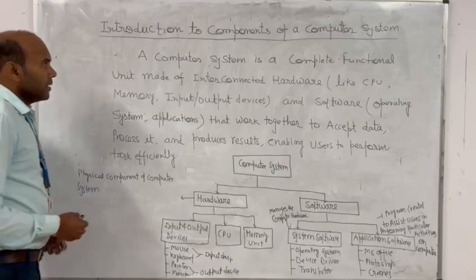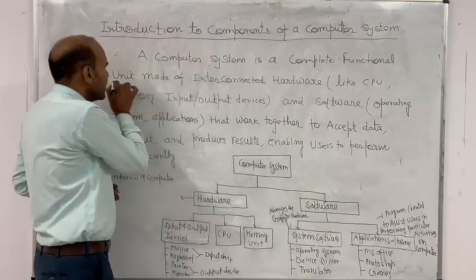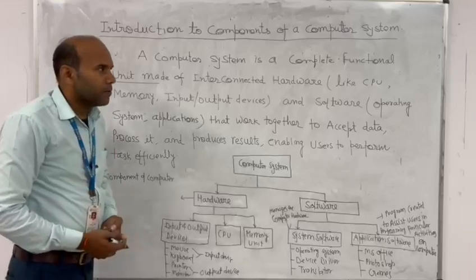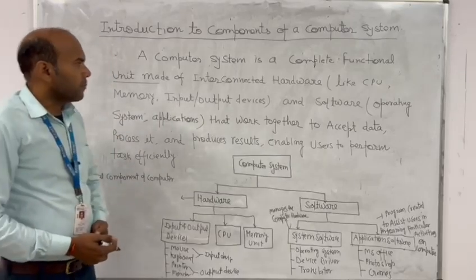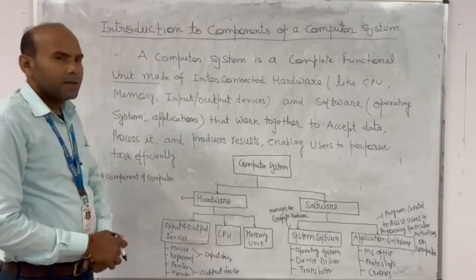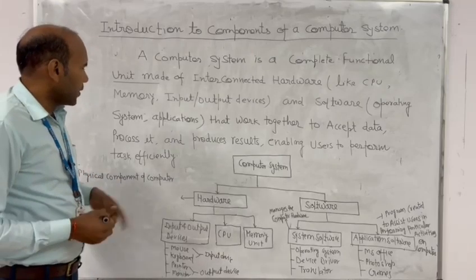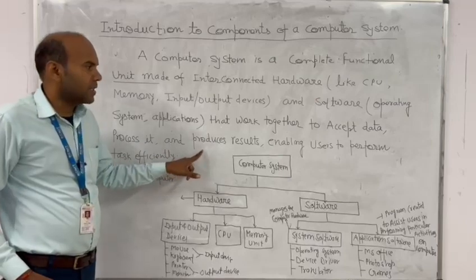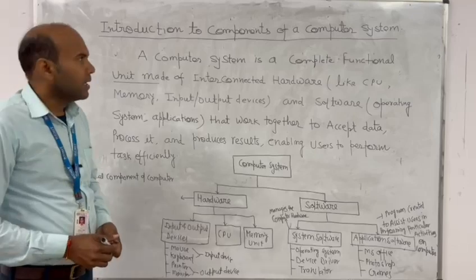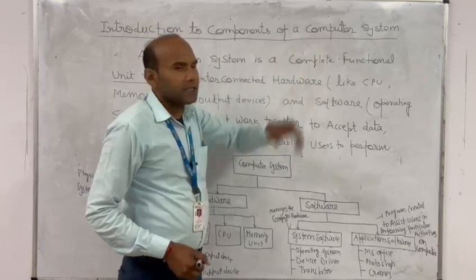What is a computer system? A computer system is a complete functional unit made of interconnected hardware like the CPU, memory, and input/output devices, and software like the operating system and applications, that work together to accept data, process it, and produce results, enabling users to perform tasks efficiently. The term computer system has two words: one is computer, and one is system.